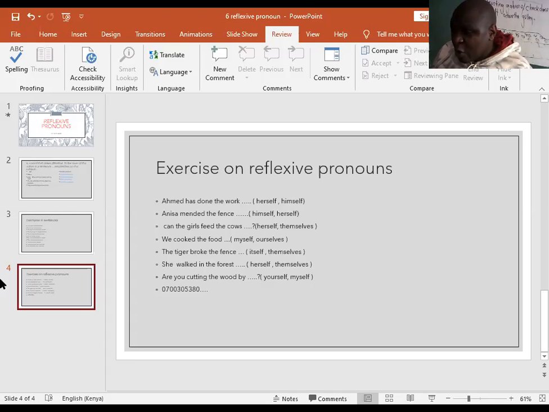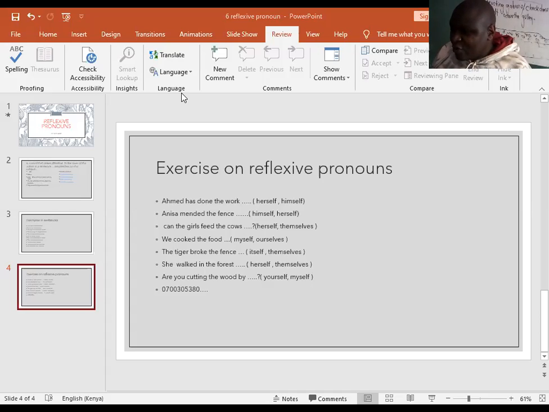We cooked the food. We, our. Another pronoun is us, our. So you know which one to pick there. The tiger broke the fence. Now, a tiger is an animal, and in this case, they are referring to just one tiger. Then she walked in the forest. She is female. The answers provided there are two. So, she walked in the forest, dash.